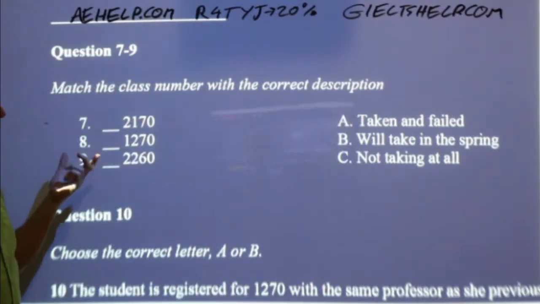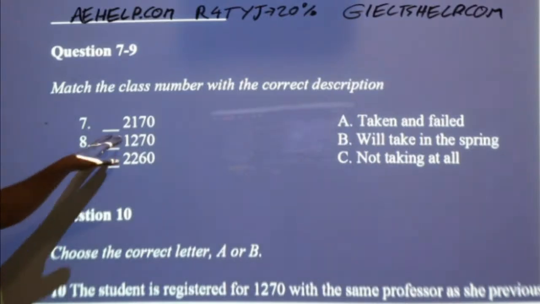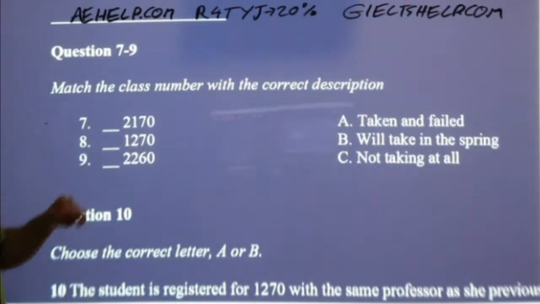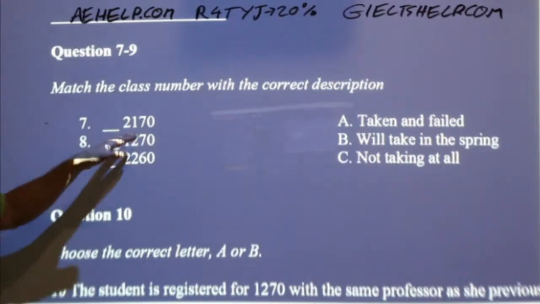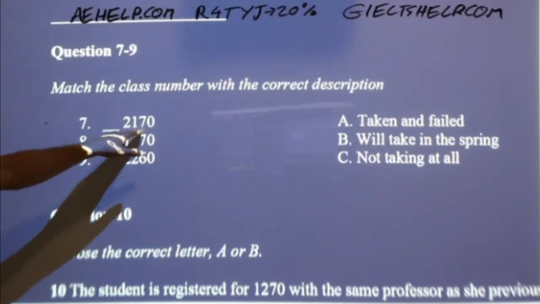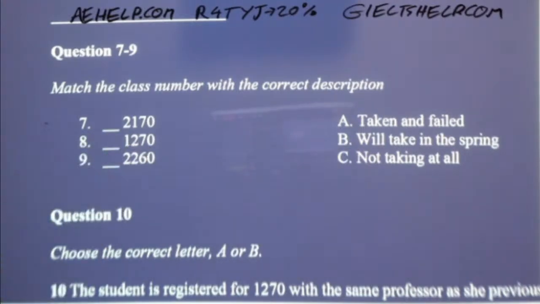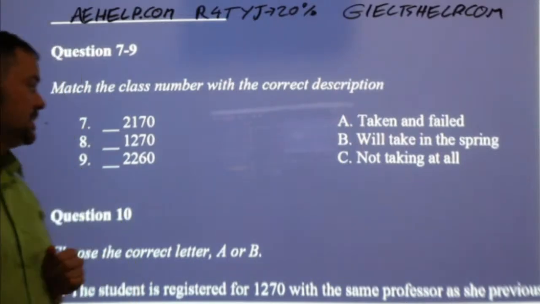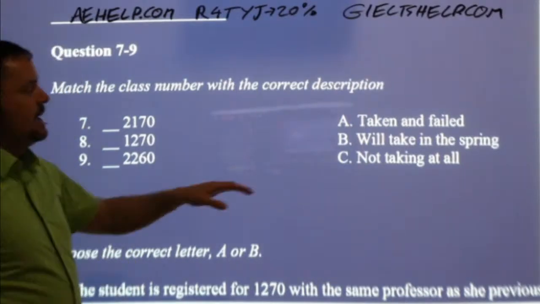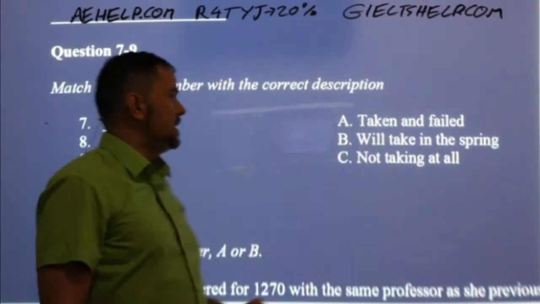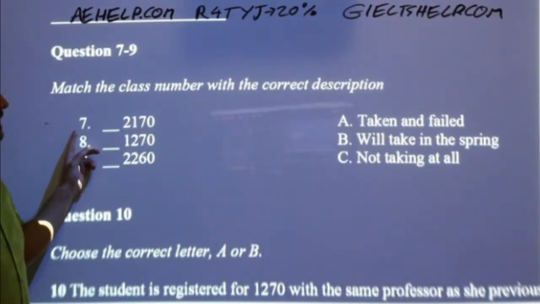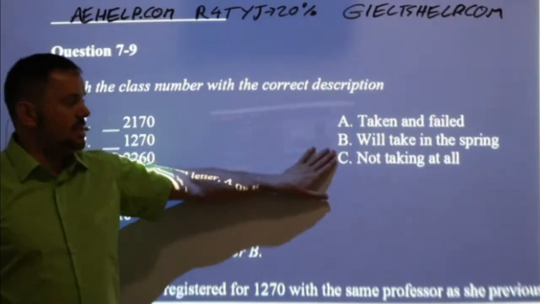Now, in the US or Canada, we would say 2170 or 1270, but in the UK, in England, for the classes, they actually say the full 2170, 1270. There's some cultural differences here. And you had to match it. Taken and failed, will take in the spring, not taken at all. So number 7, is it A, B, or C?